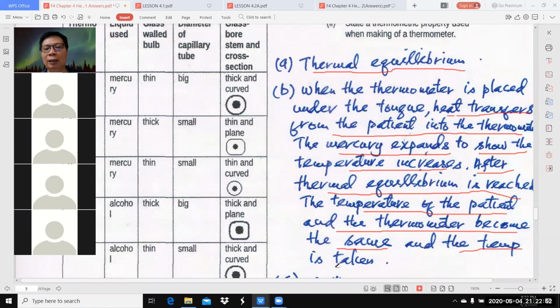That's it. When thermal equilibrium is reached, that's why you have to wait 1 minute, 2 minutes. Wait until the thermal equilibrium is reached, then only you can pick out the thermometer and read. Understand? Okay, so write down the answer now.